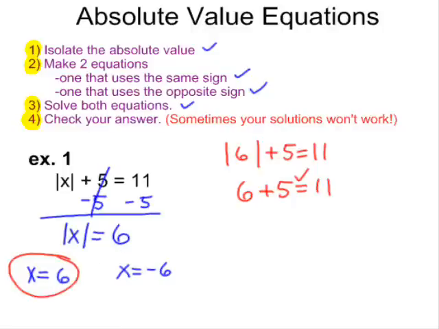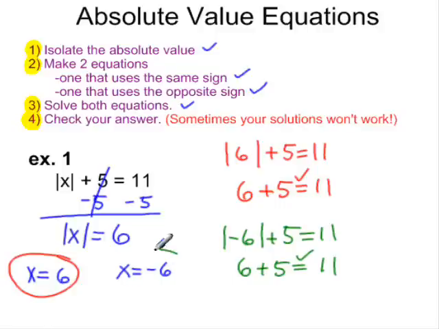Now it's time to try negative 6. So I'll take the negative 6 and plug it in place of x inside the absolute value. And the absolute value of negative 6 is 6. 6 plus 5 is 11, so that one works as well. So for my example 1, we're going to have two answers, x equals 6 and x equals negative 6.